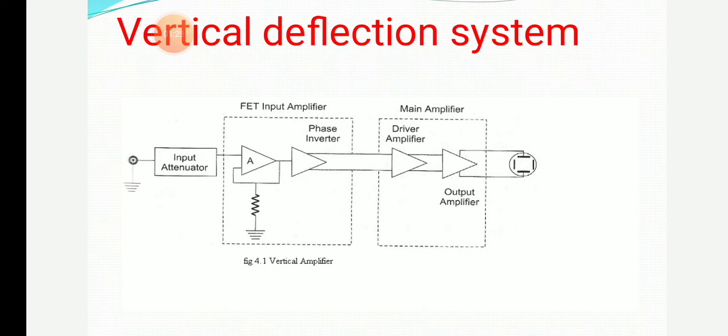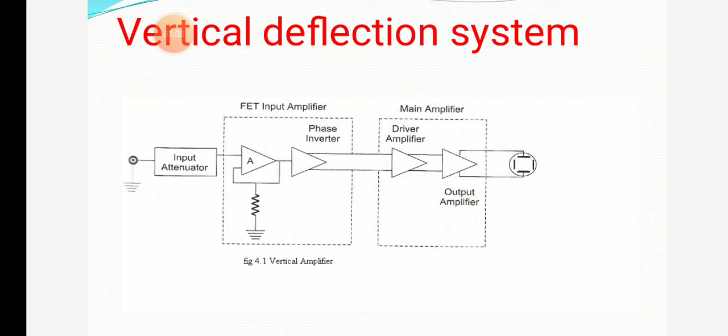First block, attenuator. Attenuator means reducing the size. The input signal is first applied to the attenuator. The attenuator adjusts the gain of the input signal, meaning it will adjust the increasing or decreasing of the level of that input signal. It may be sine, triangular, or square wave. You just have to adjust the level of that signal.